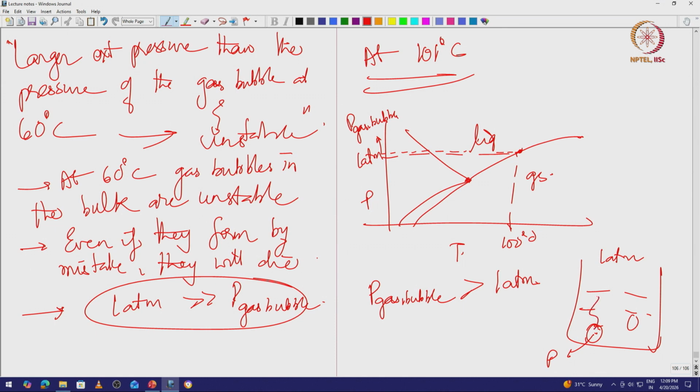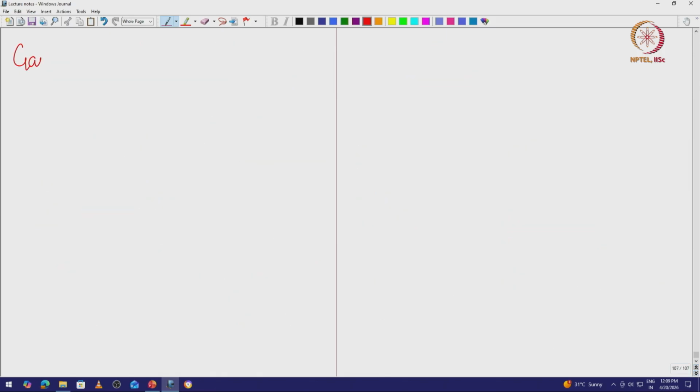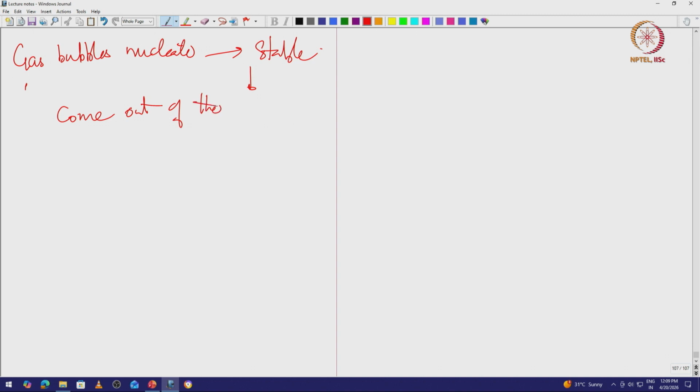So, this bubble then goes out, it vigorously boils and comes out, right. So, it goes out to regions of lower pressure, the outside atmosphere is at 1 atmosphere pressure, right. So, then gas bubbles nucleate, this is the nucleation of gas bubbles. They nucleate, but they are not squished, they are stable, right, and then they come out of the liquid, right, and it shows some vigorous bubbling.